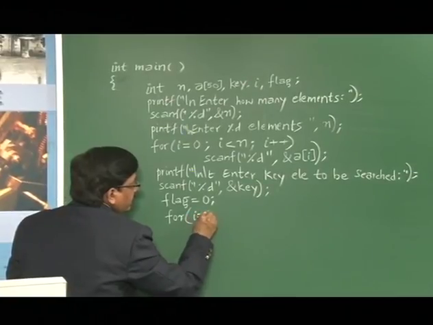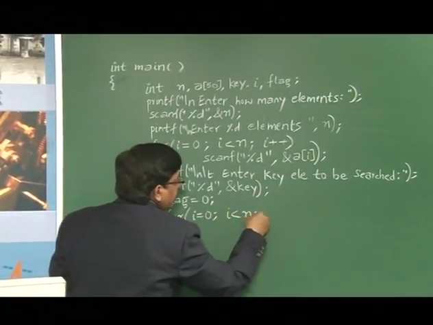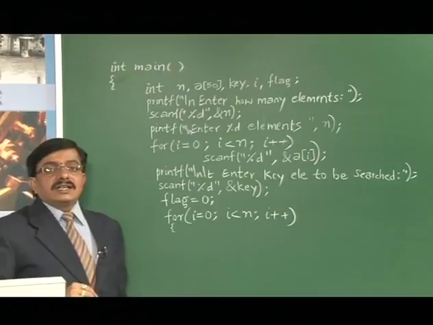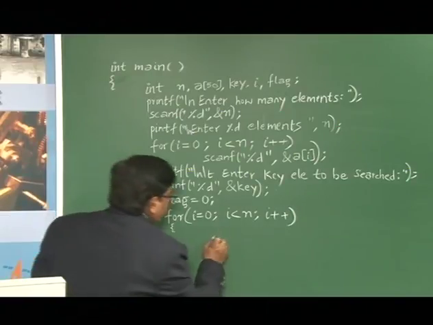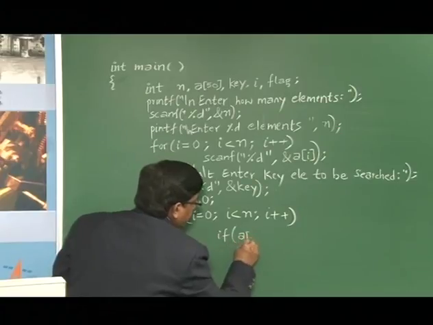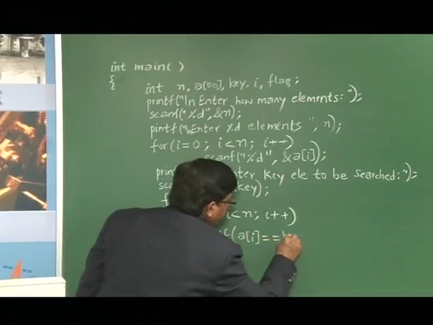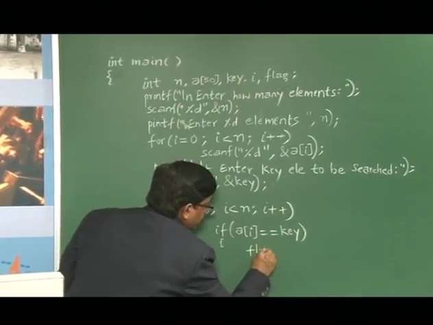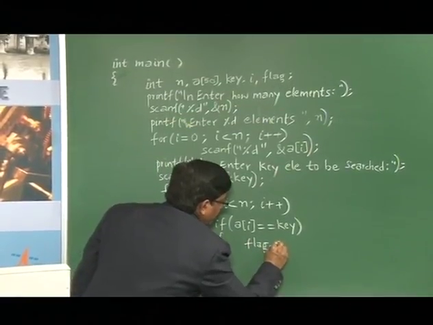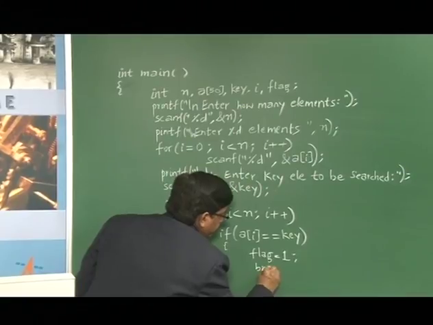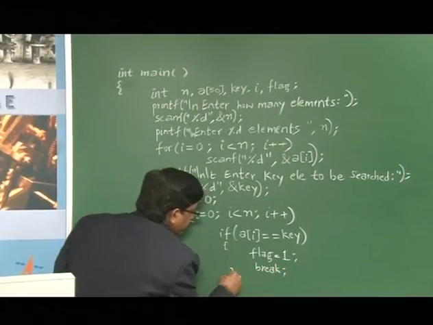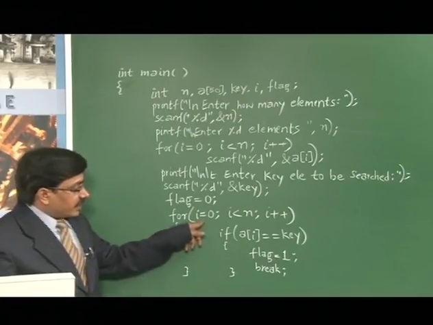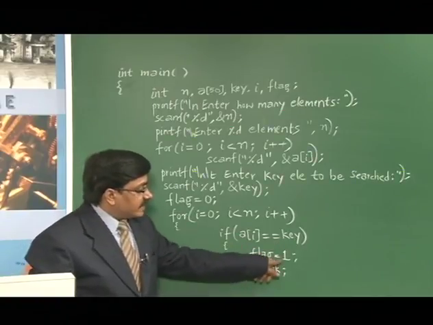Now, for that, for i is equal to 0, i less than n, i plus plus. This is the looping construct. Inside this loop, each element has to be compared with the key element. So here what I do now is if a of i equal to key, then I will take the decision as flag is equal to 1 and then break. This is what I will be doing inside the for loop. So when i is equal to 0, I will check if a of i is equal to key, flag is equal to 1, break.